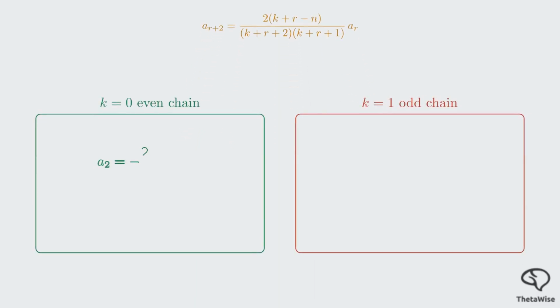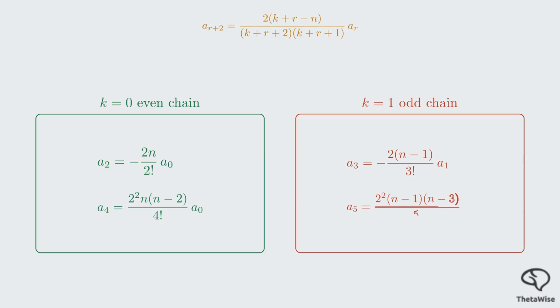For k equals 0, the even chain begins a sub 2 equals negative 2n divided by 2 factorial times a sub 0, and a sub 4 equals 2 squared n times (n minus 2) divided by 4 factorial times a sub 0. The odd chain begins with a sub 1 and gives a sub 3 equal to negative 2 times (n minus 1) divided by 3 factorial times a sub 1, followed by a sub 5 equal to 2 squared times (n minus 1) times (n minus 3), divided by 5 factorial times a sub 1.